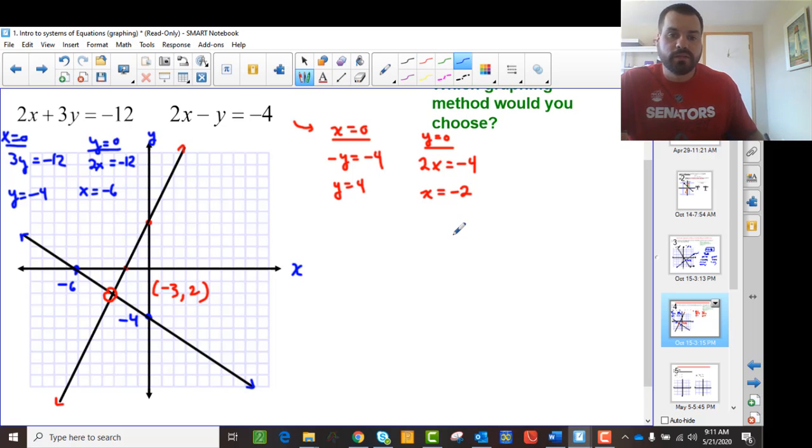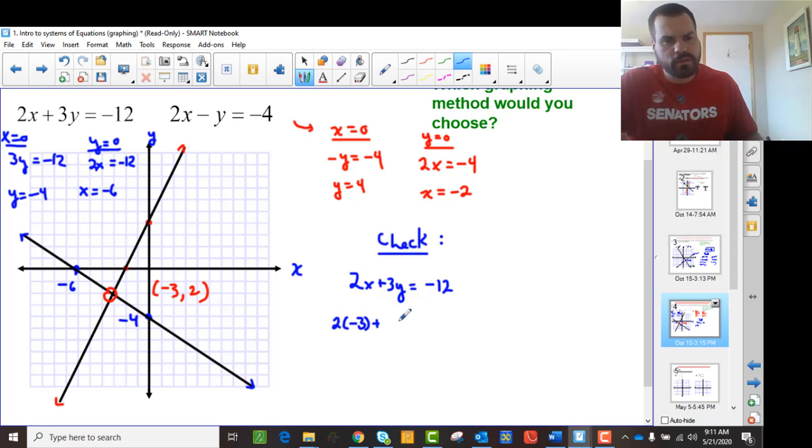And then we just check our answer. We see if it works. Okay, so I go 2x plus 3y is equal to minus 12. That's the first one I'm supposed to check. So 2 times minus 3 plus 3 times minus 2. I didn't write the negative in there. I should have. It's at minus 2. I said minus 2, I think, but I forgot to write it. So that equals minus 12.